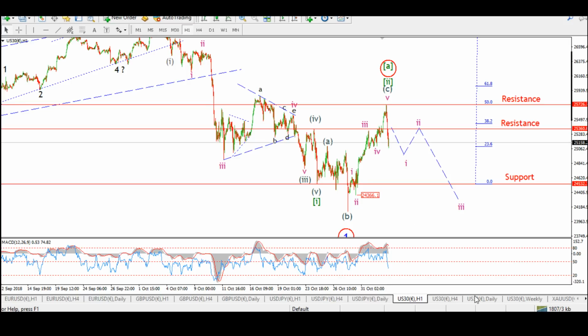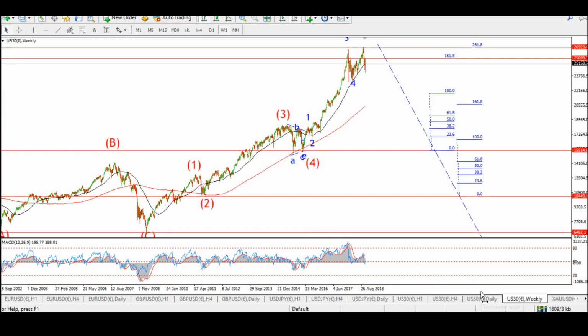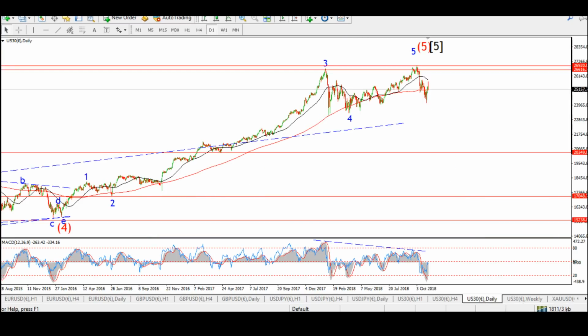Yeah, I think that pretty much covers the Dow. Let's move on, Enda, before you start stuttering. Yeah, right, okay. Let's get on to gold. That's the Dow weekly or daily chart again.